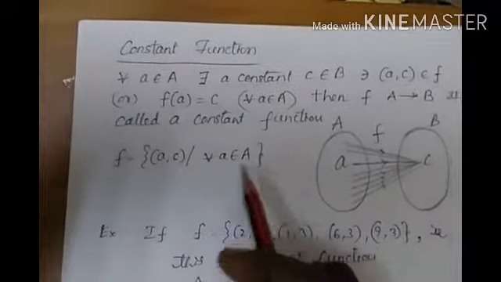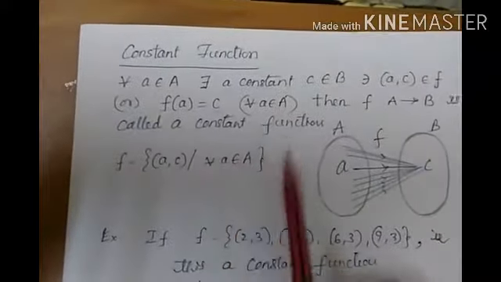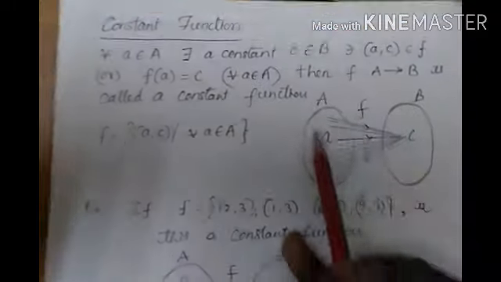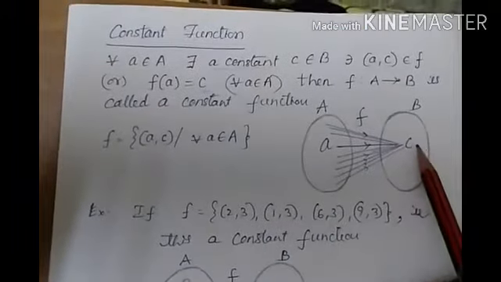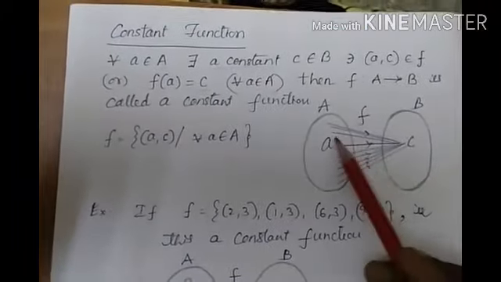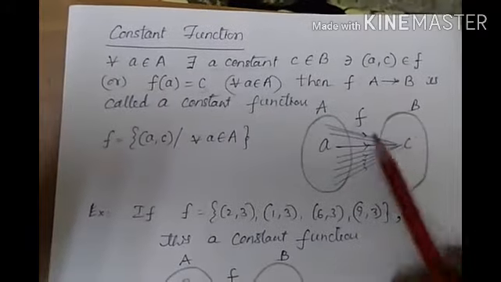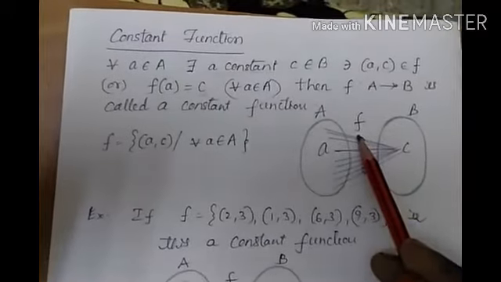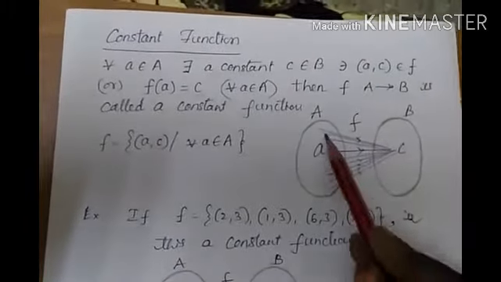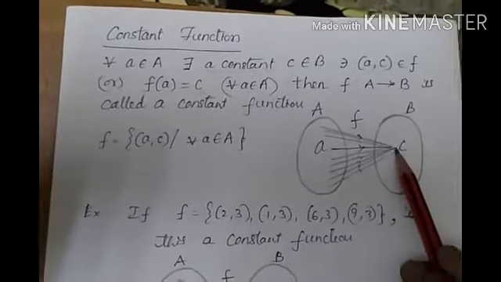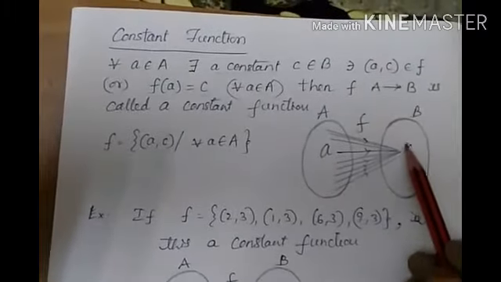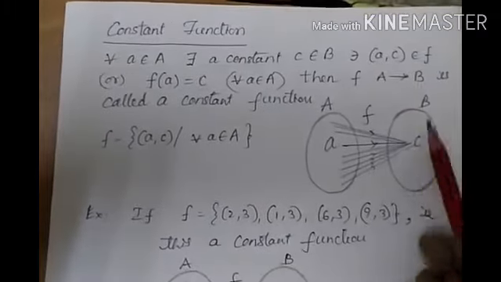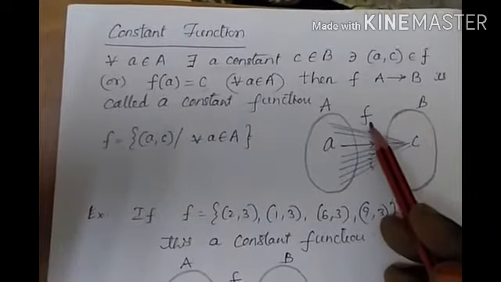What is a constant function? A constant function is a function whose output value is the same for every input value. A function f is called a constant function if for every input value there exists only one output value. Such a type of function is called a constant function.